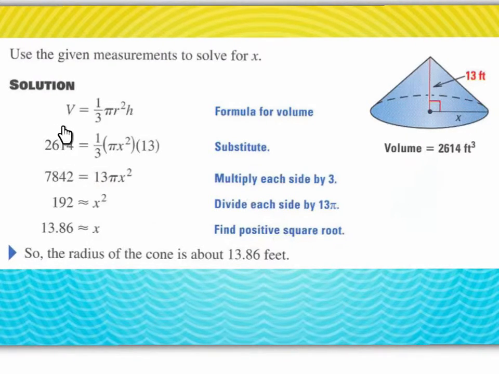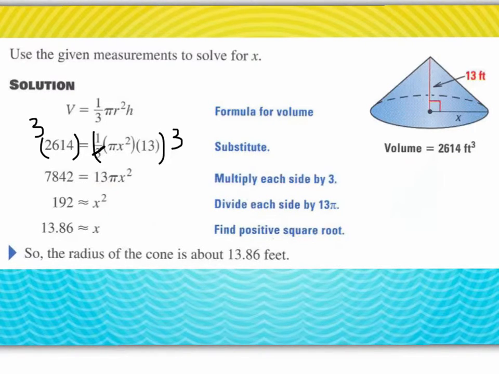So the volume is 2,614 that we plugged in. We have 1/3, our pi r squared is x squared, so we put that here, and our height is 13. Then we're going to multiply both sides by 3 to get rid of this 3 here. This 3 goes away. And now I have 7,842 equals 13 pi x squared.